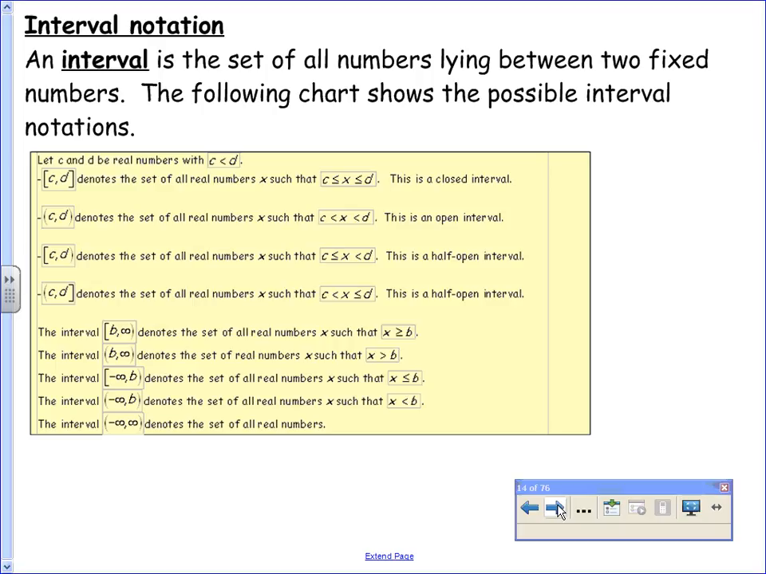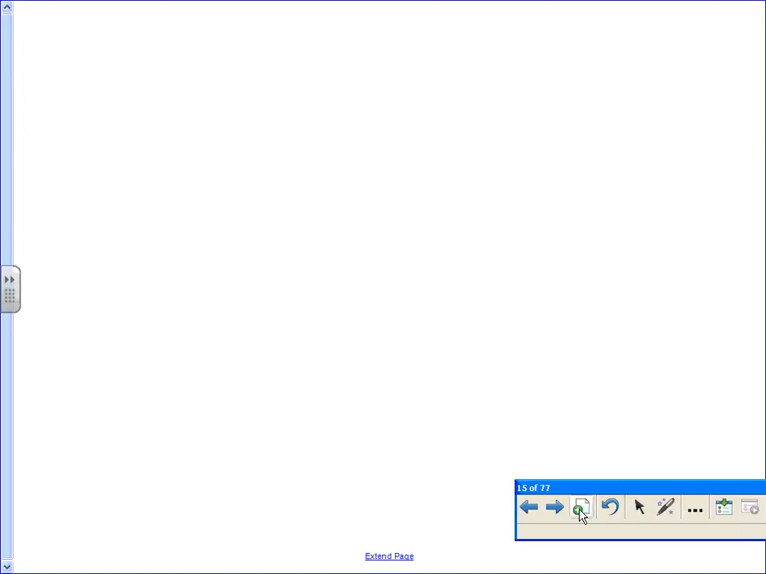But let's just say we remember a couple of things, and we are going to add a page and add a couple of things to this. All right, so if you have a parenthesis, you are going to use a parenthesis when the number that we're talking about is not included.